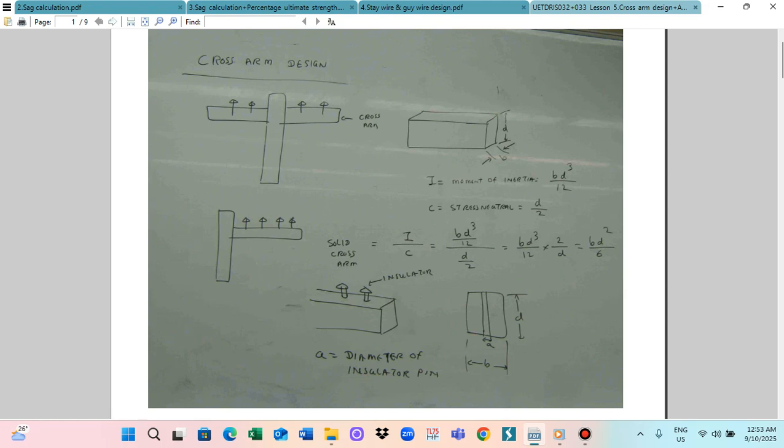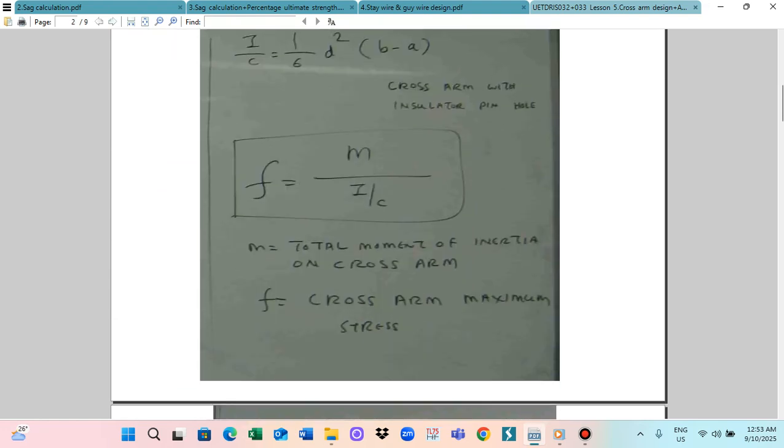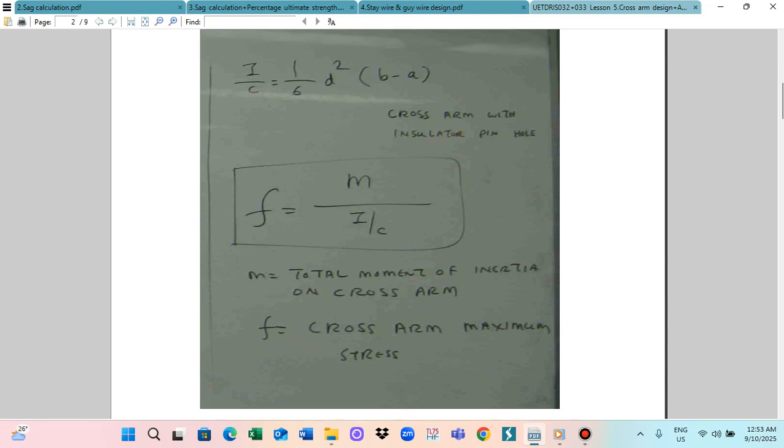Stress F is equal to the total moment M divided by I by C. So in this case, M is the total moment on the cross arm, and F is the stress. M is the total moment on the cross arm. And F is the cross arm material stress. So depending on the cross arm material stress, you need to select the appropriate material for the cross arm.